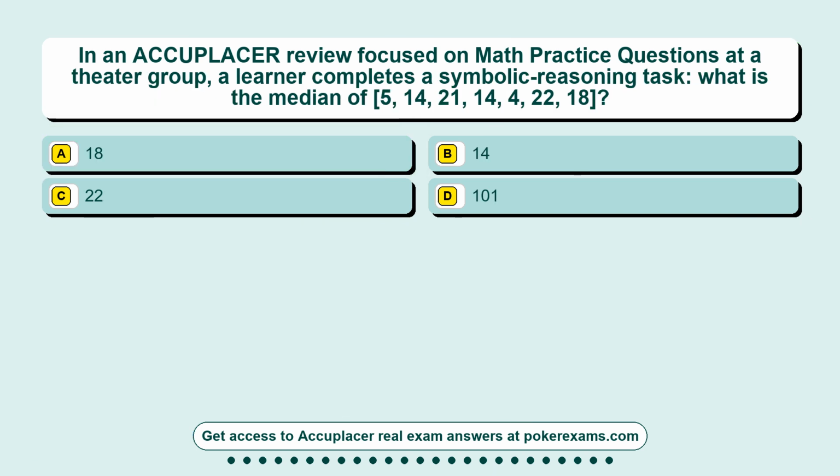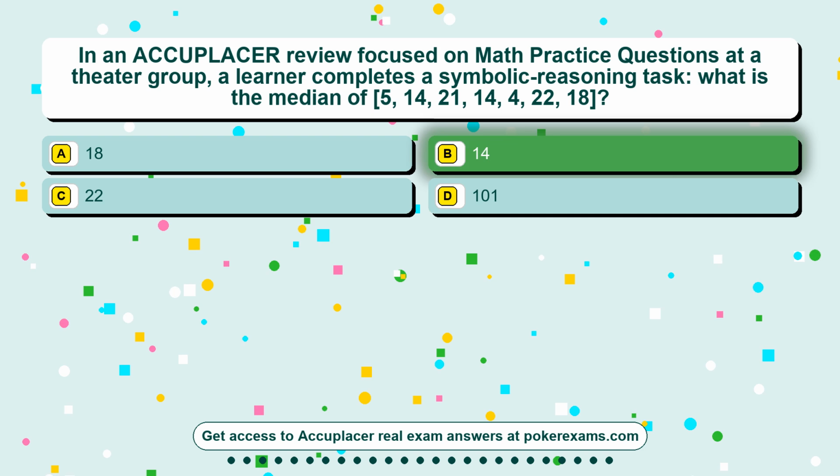Question 20. In an Accuplacer review focused on math practice questions at a theater group, a learner completes a symbolic-reasoning task. What is the median of 5, 14, 21, 14, 4, 22, 18? Option A, 18, option B, 14, option C, 22, option D, 101. The correct answer is option B, 14.